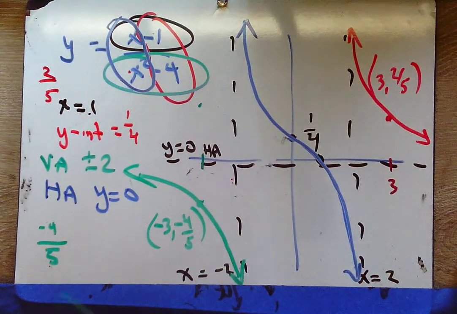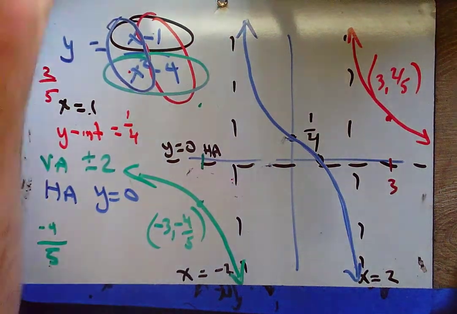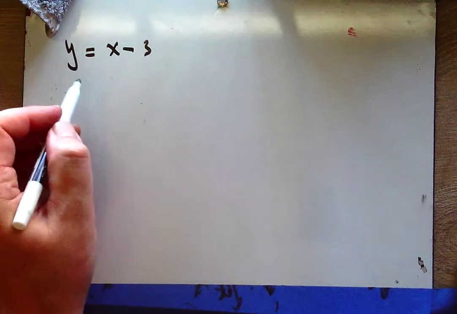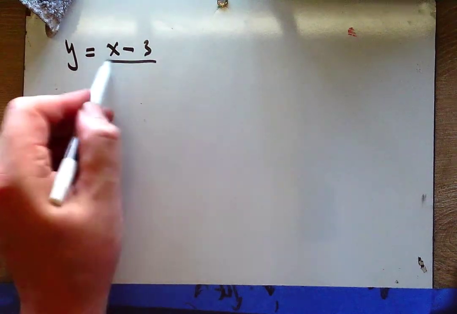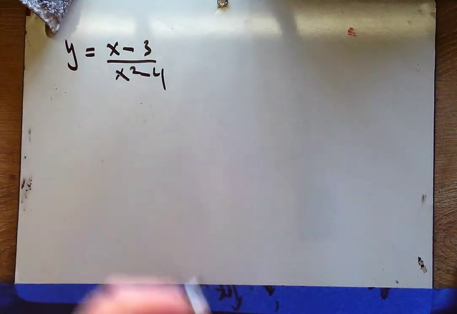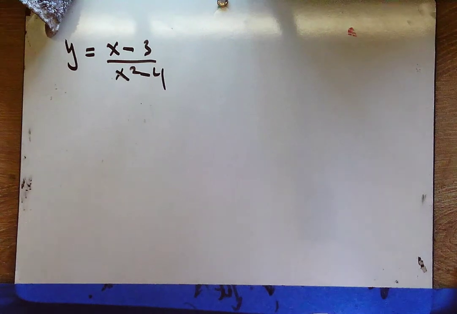Okay, any questions? Well, I hope if you do have them, that you keep asking about them. All right, how about this one? Y equals x minus 3 over x squared minus 4. Pause the video, give that one a try, please.